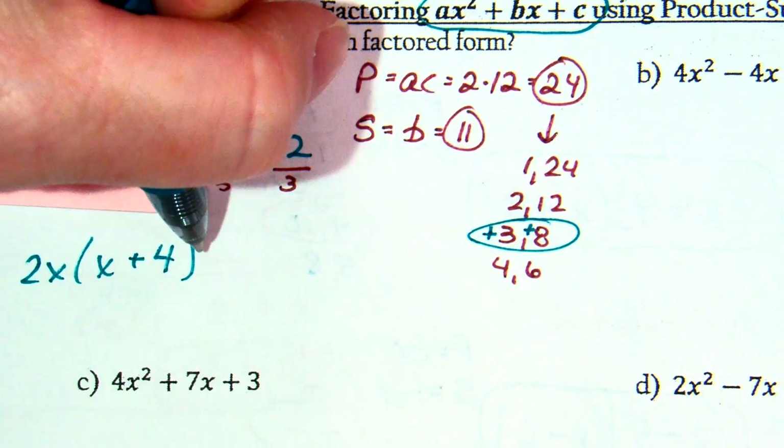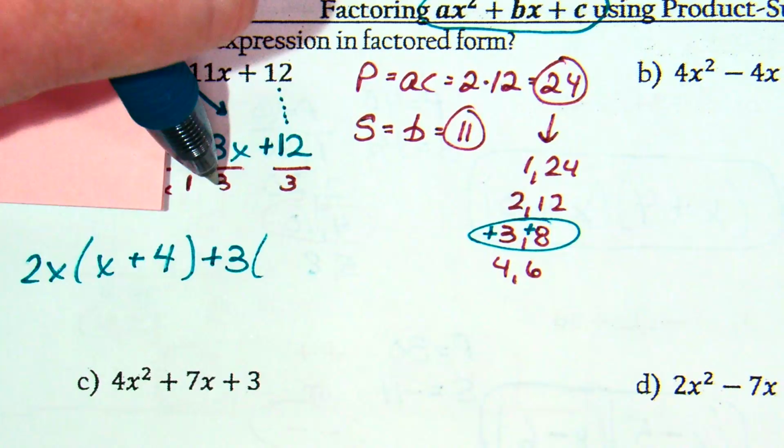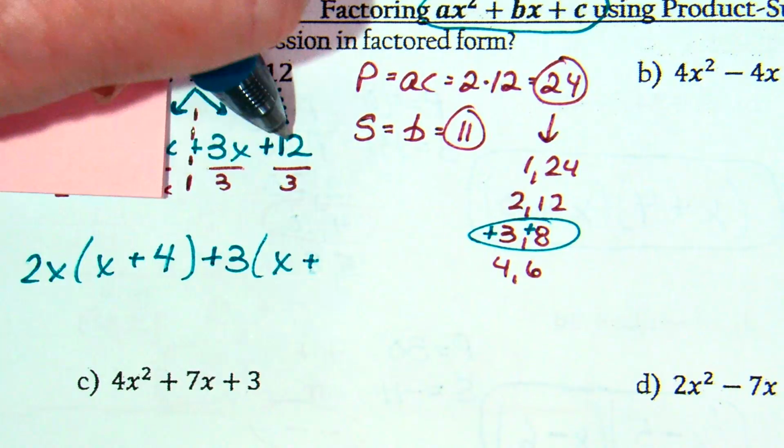It's a plus 3, so I'm going to write plus 3. And then in parentheses, what remains when I divide by 3? 3x divided by 3 is x, plus 12 divided by 3 is 4.